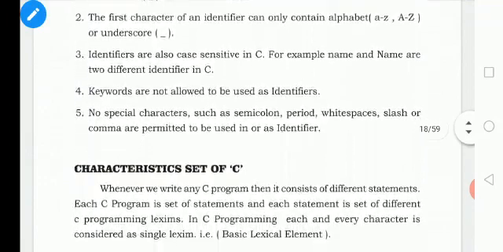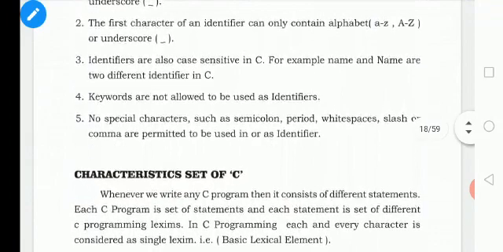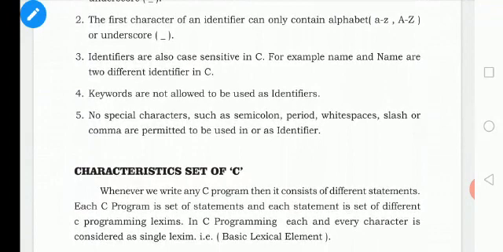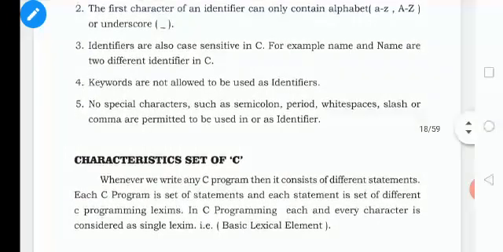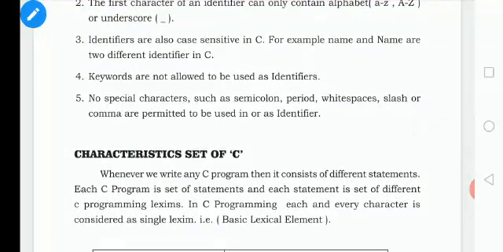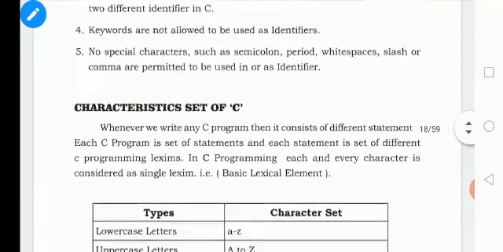Identifiers are also case sensitive in C. Case sensitive means either capital letter or small letter. For example, name and Name are two different identifiers. Even though they are the same for us, small n and capital N are different for the C language. Keywords are not allowed to be used as identifiers. Some of the keywords will be listed in the next chapter. They won't be allowed as identifiers in a C program. No special characters such as semicolon, period, white spaces, or slash are permitted in an identifier.